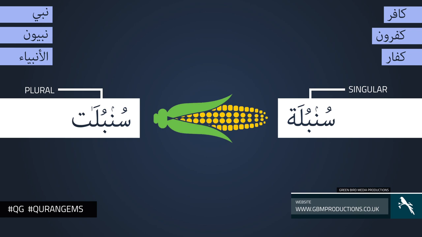And there's another plural, sanabil. In the Arabic language, they have a concept that you can have singular, you can have plural, and you can have super plural. Sumbula is singular. Sumbulat is plural. Sanabil is what? Super plural. So the more powerful plural is which one? Sanabil. Now let's turn to the Qur'an.